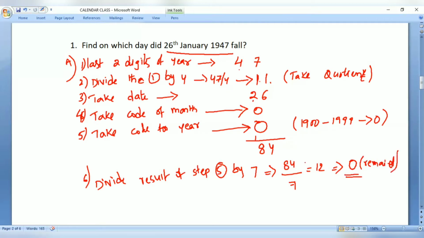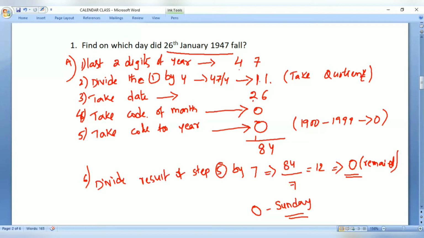0 indicates what day in the days column. Sunday represents 0, Monday represents 1, Tuesday 2, and so on and so forth up to Saturday, remember, as 6. So since the remainder is 0, this 0 represents that it is a Sunday. So 26th January 1947 falls on Sunday.